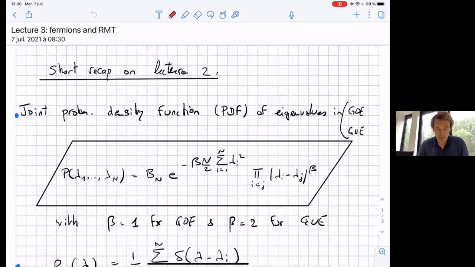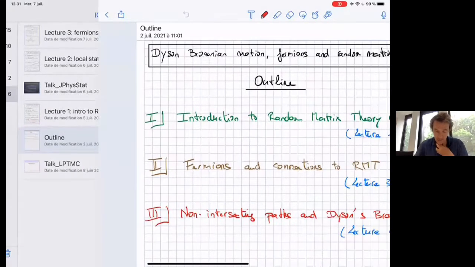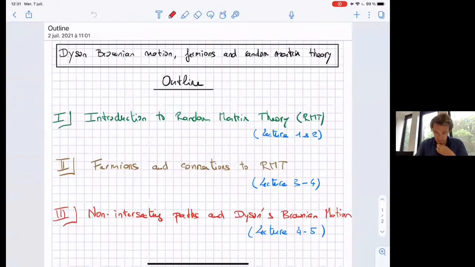So this is the third lecture today, and maybe I should start basically with the general outline that I had. So at the moment I'm still... that's what we covered during the first two lectures. This was an introduction to random matrix theory.